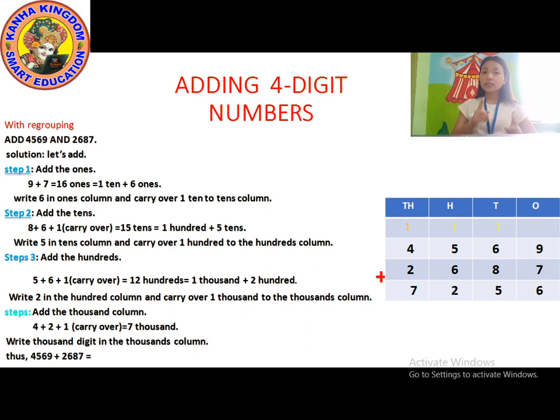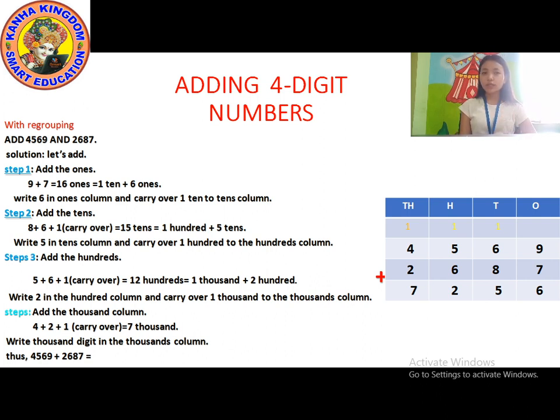So write 2 in the 100 column and carry over 1000 to the 1000 column. Write 2 in the 100 column and carry over 1000 to the 1000 column. And in the fourth step, we completed the third step.